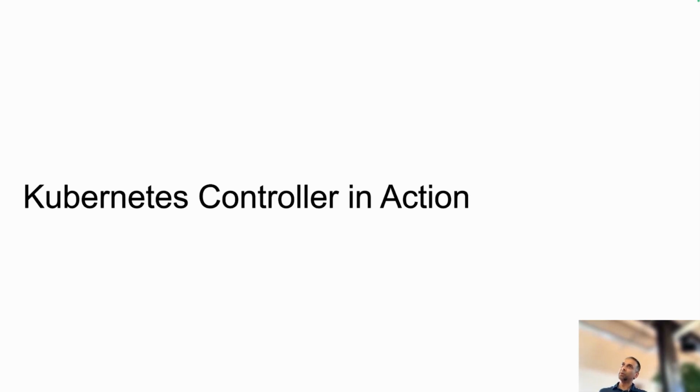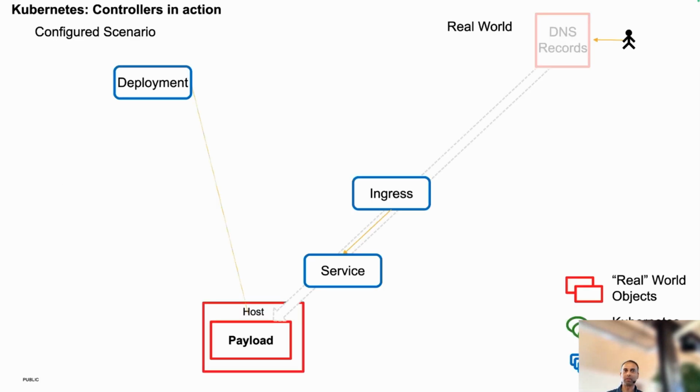So, in order to get there, I need to take you a little bit on a different route first. Let's see Kubernetes controllers in action. Most of you already know Kubernetes, but there might be some people who are new here. So let's take a look at this scenario. I have a deployment of a payload, and I want that payload to be exposed via a DNS record to my end user. So what's happening behind the scenes?